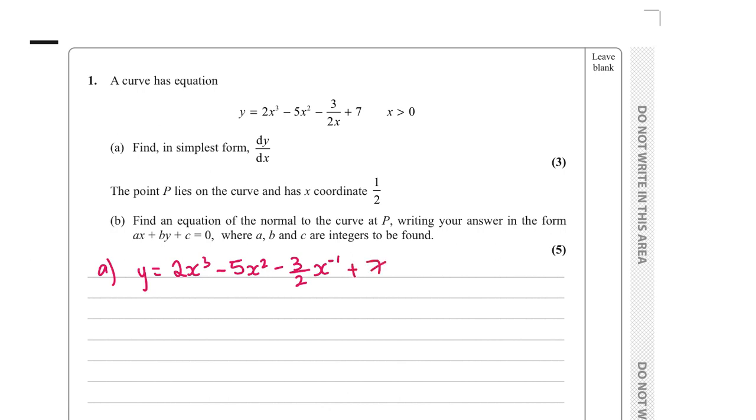Now that I have this in index form, I am going to differentiate. So we're going to bring the power down and then take away 1 from the power. So 2 times 3 is 6x squared. Minus 5 times 2 is minus 10x. Minus 1 times minus 3 over 2 is plus 3 over 2 x, take away 1 from the power, negative 2, and 7 differentiated is 0. So there we go, nice, easy, 3 marks.